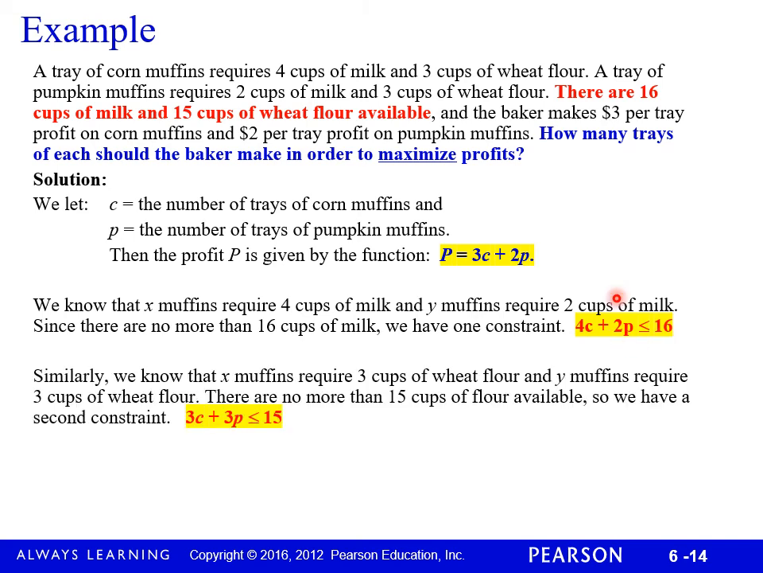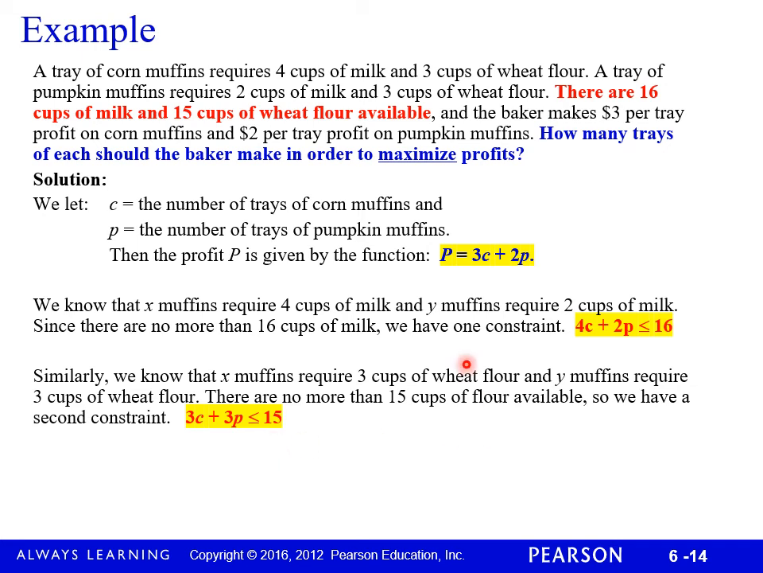We can do the same thing with flour. Corn muffins take 3 cups of flour, 3C. Pumpkin muffins take 3 cups of flour, 3P, and we have 15 cups of flour total. So 3C plus 3P is less than or equal to 15.